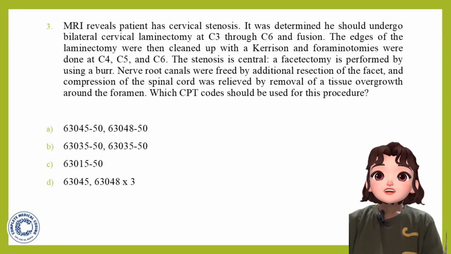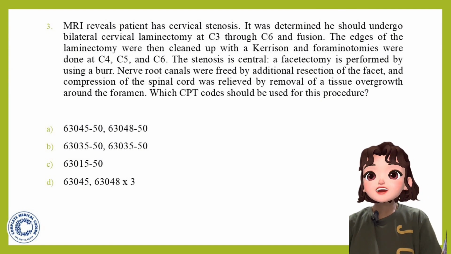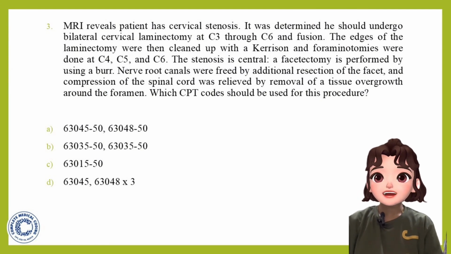MRI reveals the patient has cervical stenosis. It was determined he should undergo bilateral cervical laminectomy at C3 through C6 and fusion. The edges of the laminectomy were then cleaned up with a kerrison and 4 foraminotomies were done at C4, C5 and C6. The stenosis is central.